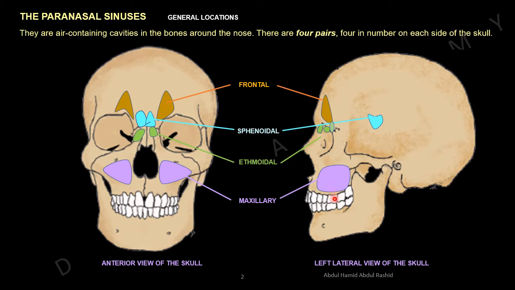If you see from the lateral side, this is the frontal sinus high up in the frontal bone. This is the sphenoidal sinus far back in the body of the sphenoid. Ethmoidal sinuses, 3 groups on each side: anterior, middle, and posterior. And the maxillary sinus, the lowest but the biggest and most clinically important, inside the body of the maxilla.